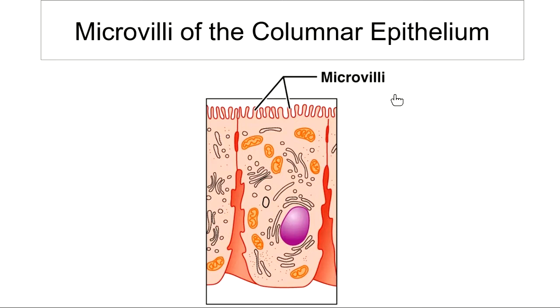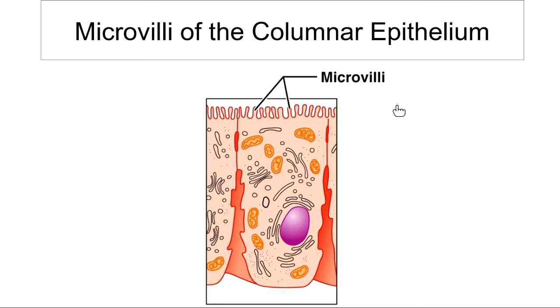All right, so we have small finger-like extensions of the plasma membrane of the simple columnar epithelium of the villi, and they have tremendously increased the surface area. They're seen under the light microscope as a brush border. So sometimes you can see a little fuzziness on the top of these cells, and that's the microvilli.